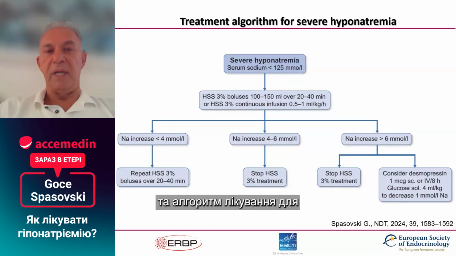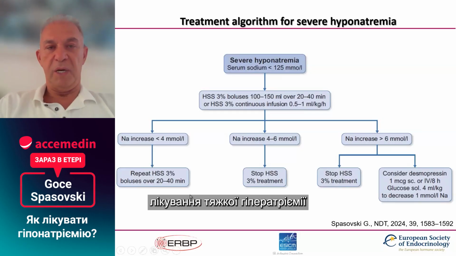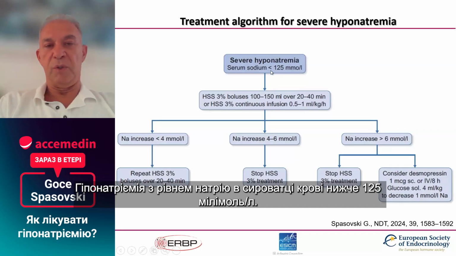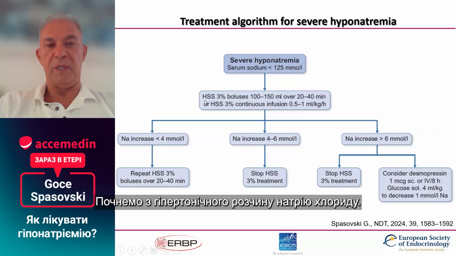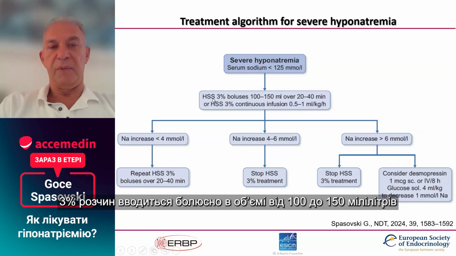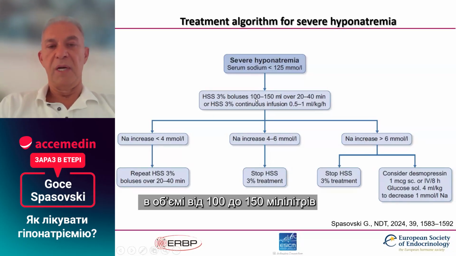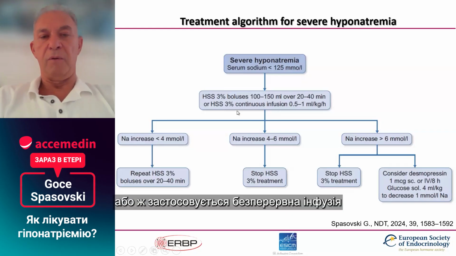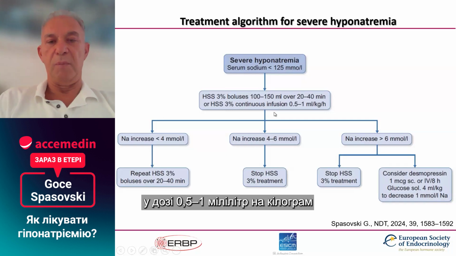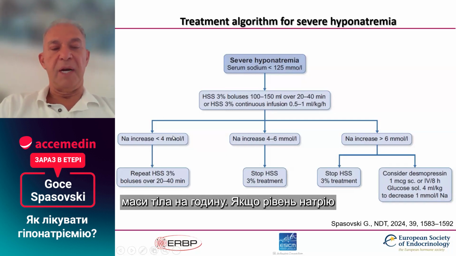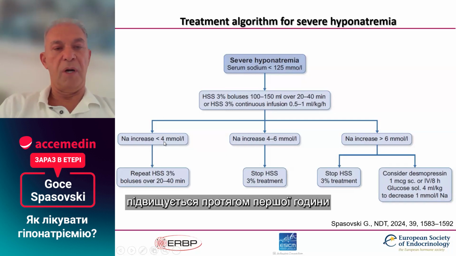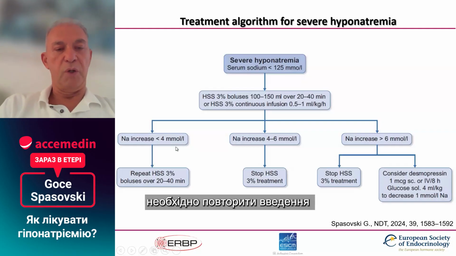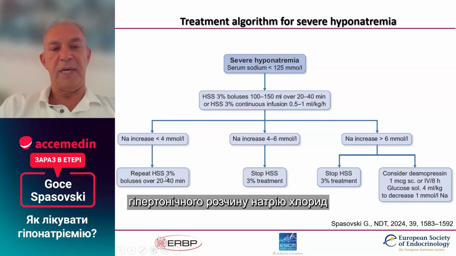And the treatment algorithm for severe hyponatremia would be, if we do have severe hyponatremia with serum sodium below 125, we start with the hypertonic sodium solution, 3%, boluses of 100 to 150 milliliters over 20 to 40 minutes, and or continuous infusion of 0.5 to 1 milliliter per kilogram per hour. If the sodium increases in the first hour by less than 4 millimoles per liter, then we should repeat this hypertonic saline.